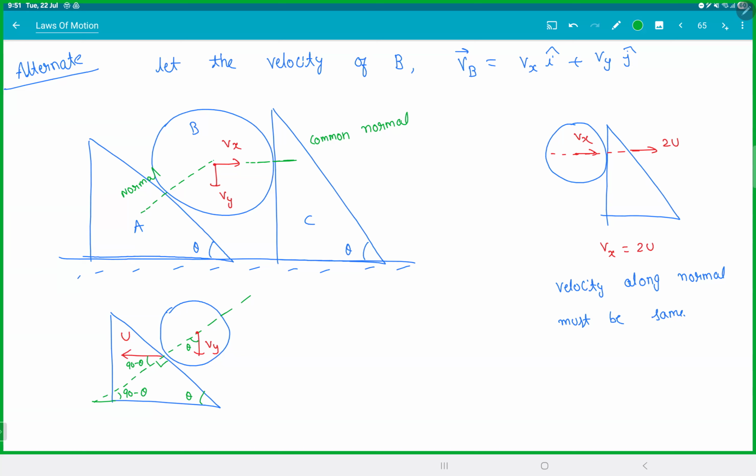Shaurya, clear with those angles? Everyone clear with these angles, right?